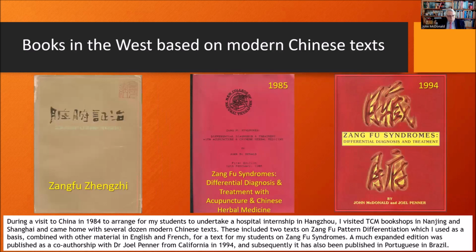During a visit to China in 1984 to arrange for my students to undertake a hospital internship in Hangzhou, I visited TCM bookshops in Nanjing and Shanghai and came home with several dozen modern Chinese texts. These included 2 texts on Zangfu pattern differentiation, which I used as a basis, combined with other material in English and French, for a text for my students on Zangfu syndromes.